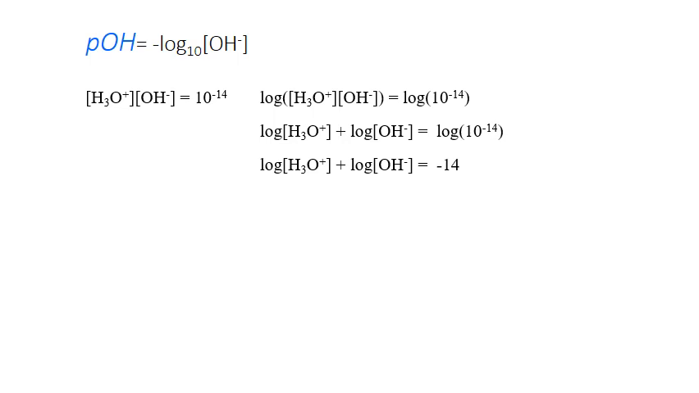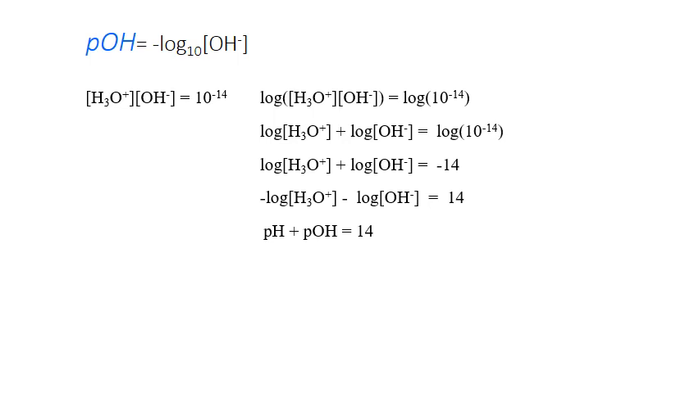Now, I just want to multiply through by a minus 1. And I have negative log of H3O plus and negative log of OH minus equals 14. But those, of course, are just the definitions of pH and pOH. So we have a relationship that says pOH and pH add up to 14. So you can always figure it out. Anytime you have the pH and you're asked for the pOH, you can figure it out because pH and pOH add up to 14.